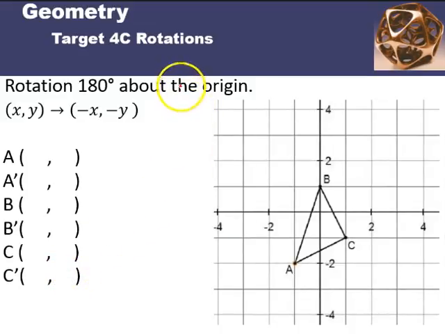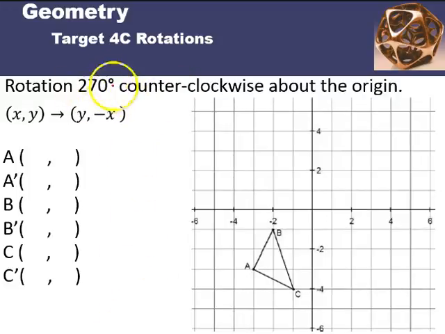Okay, so this is for C retake on rotations. And we're on the wrong slide. Here's the first slide. We're rotating 270 counterclockwise. And here's a rule for you: XY gets mapped to Y, negative X. Alright. So first we're just going to write the coordinates.